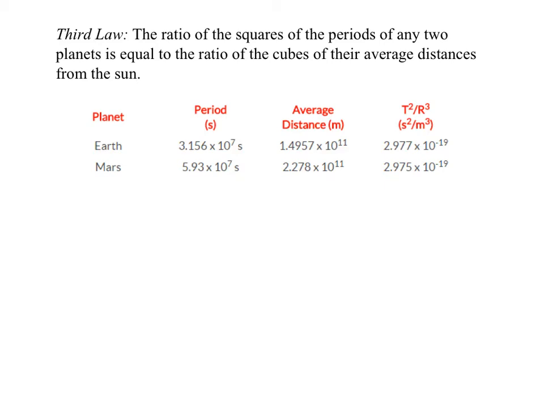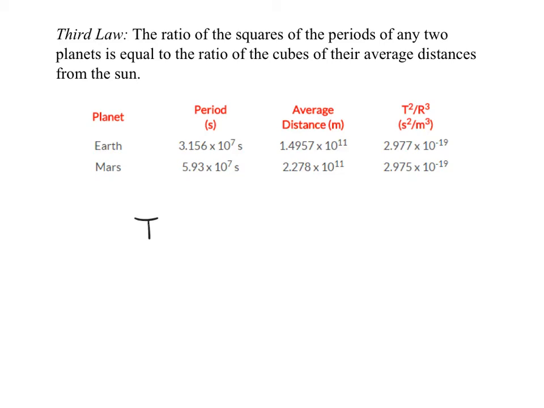The third law says the ratio of the squares of the periods of any two planets is equal to the ratio of the cubes of their average distances from the sun. And that is a pretty wordy thing to say, right? So let's write it out. The ratio, so I think of ratio as fraction, of the squares of the periods. So let's write that out. The squares of the periods.